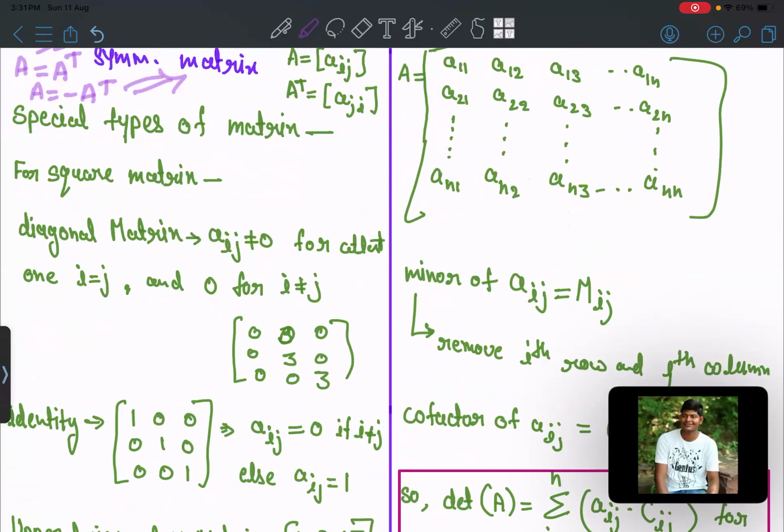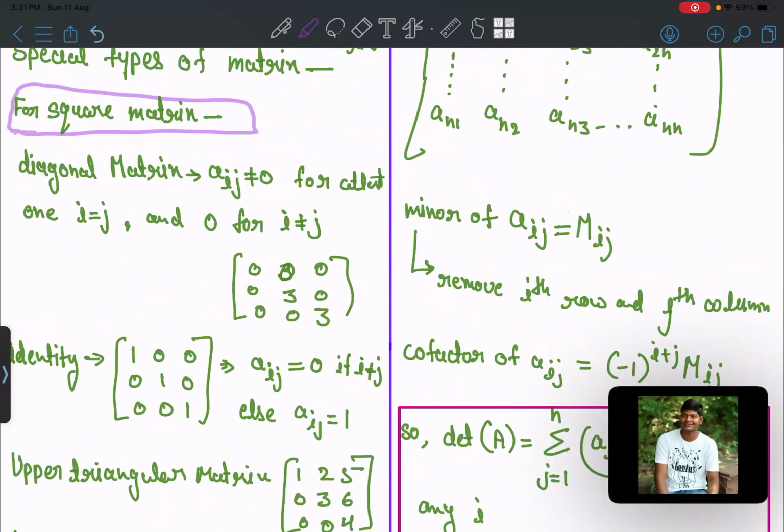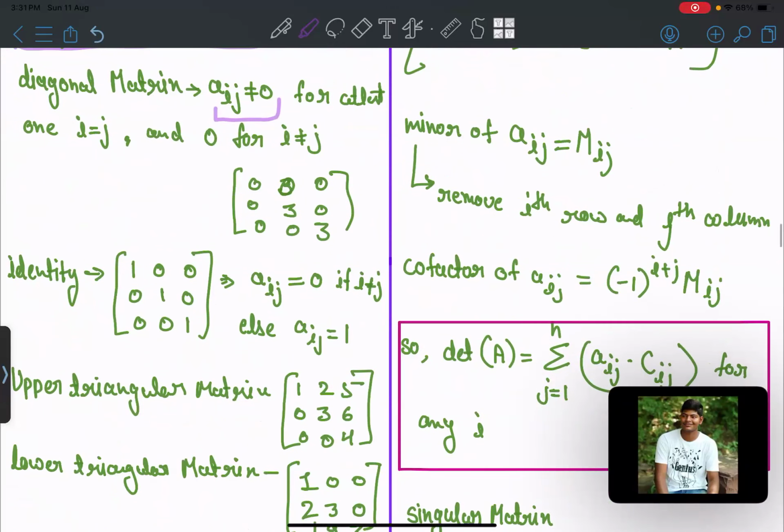Then some more special types of square matrices have been discussed, like the diagonal matrix. What is a diagonal matrix? At least one diagonal term will not be zero, and the other terms will be equal to zero. Identity matrix means the diagonal terms will be 1 and the other terms will be 0.